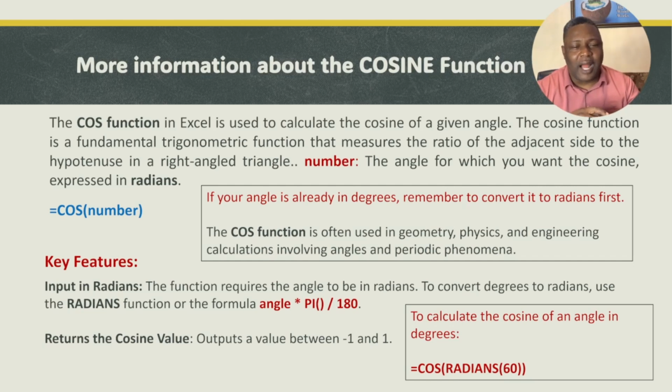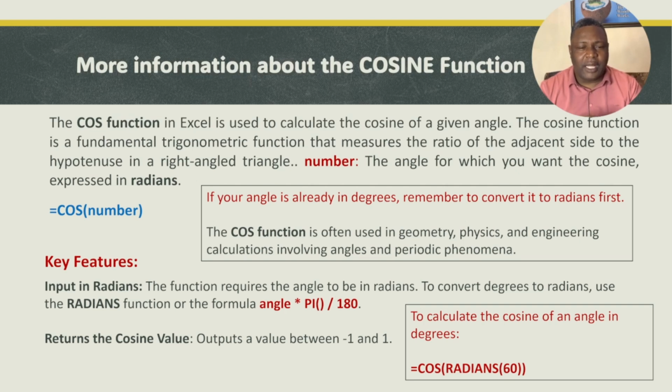right angle triangle. Just like the sine function, the cosine function also takes a number, and that number is supposed to be in radians. It's expected to be in radians. So if the number is in degrees, then you have to convert it to radians.